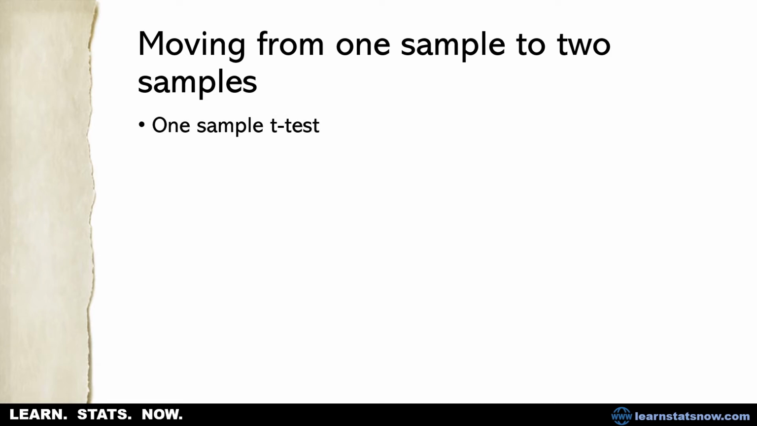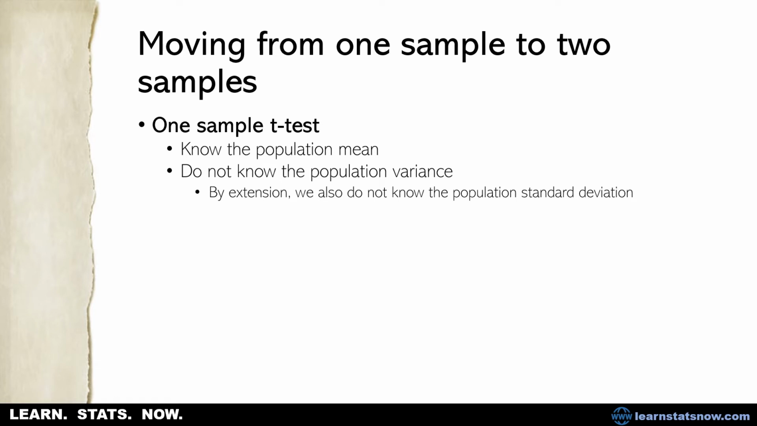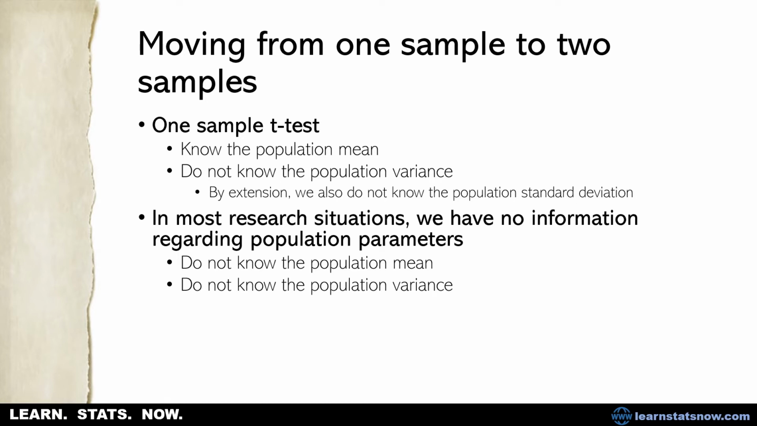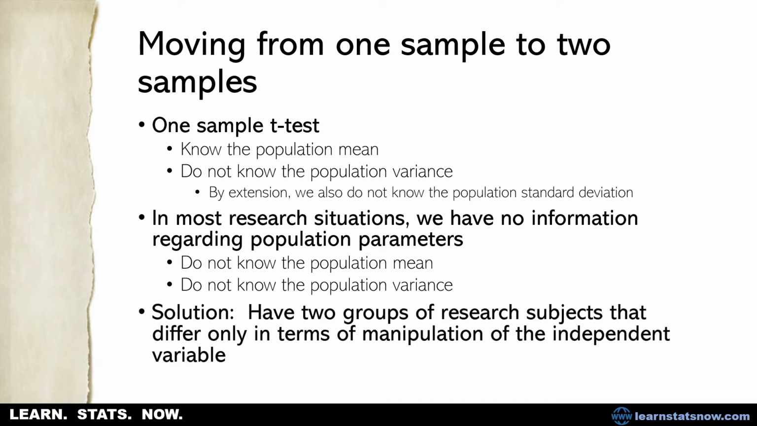Okay, so in a one-sample t-test, we knew the population mean, but we did not know the population variance. And by extension, we also did not know the population standard deviation. So of course, we had to estimate those parameters from our sample. Now, in most research situations, we have no information regarding population parameters. In other words, we don't know the population mean and we don't know the population variance.